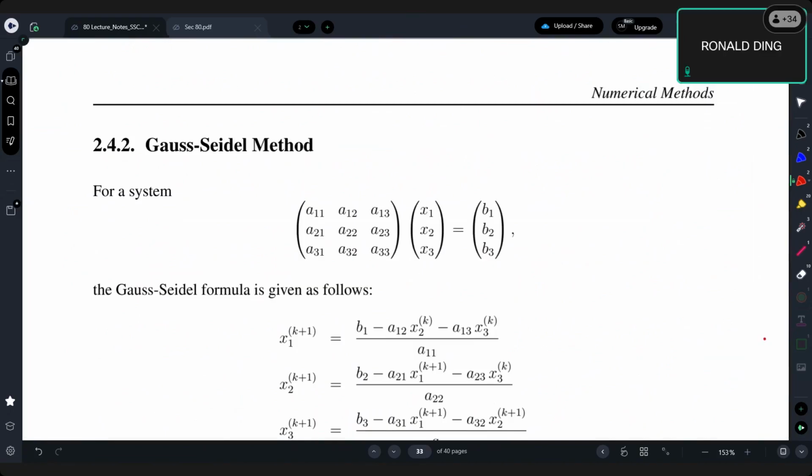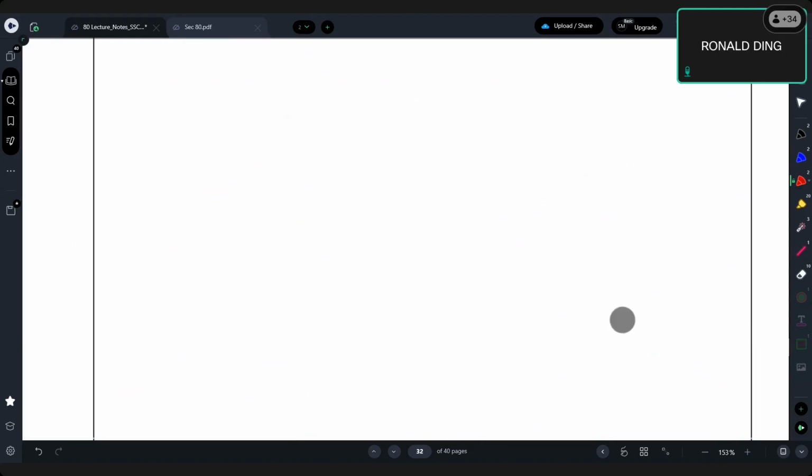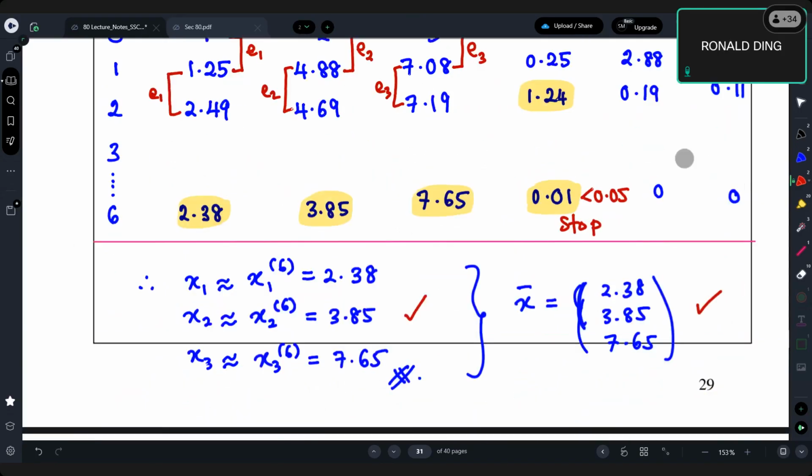Doktor, ya, ada soalan ke? Boleh naik atas kejap sebelum sempat salin. Okay. Sini okay ya?